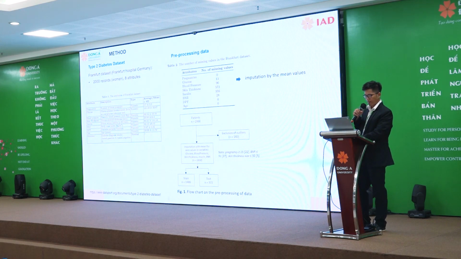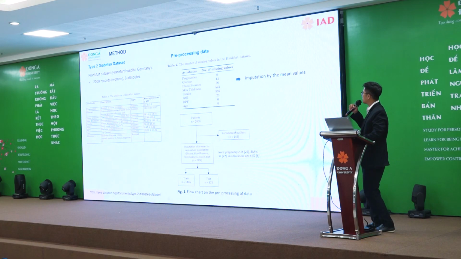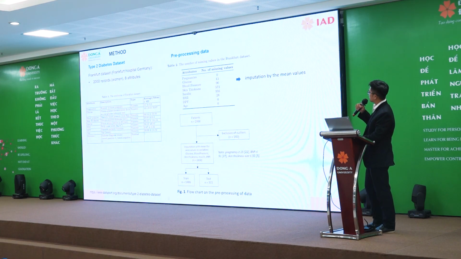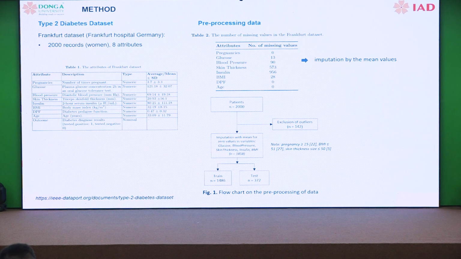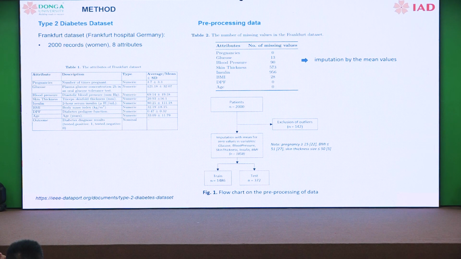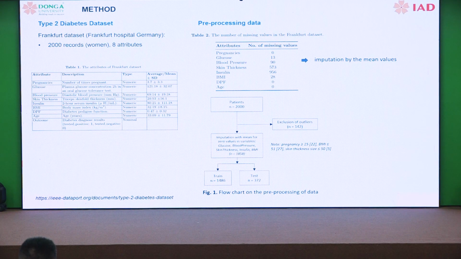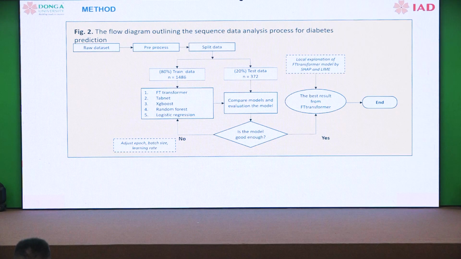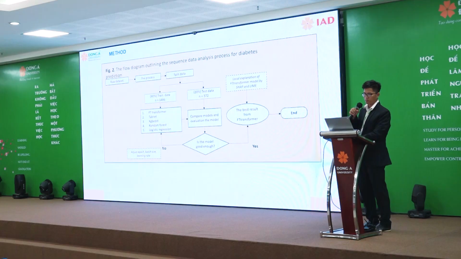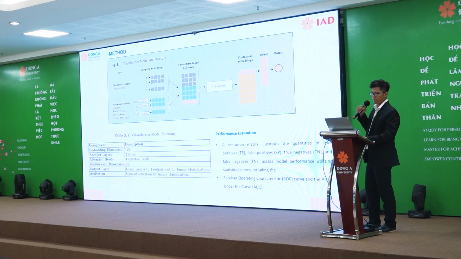Here is the data. I use a dataset from Germany with 2000 records, and I found some missing values. In table 2 you can see a lot of missing data, and in figure 1 you can see the process of how I removed data. Because of the missing data, I imputed it with mean values. Here is the process from raw data to analyzed data. I split the data into train and test sets.